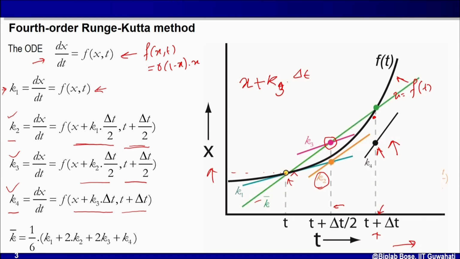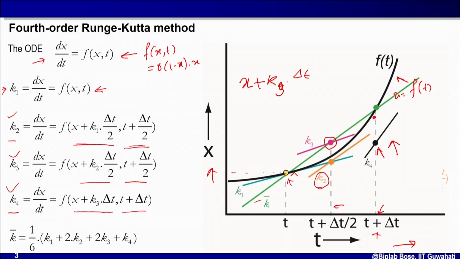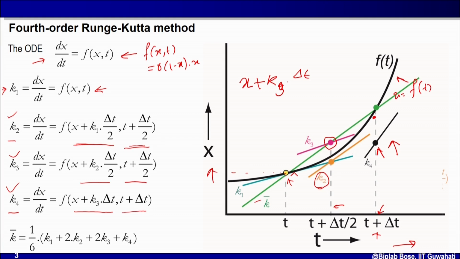So what I do, I take an average of these four slopes, k1, k2, k3 and k4, and I take a weighted average. That means I give different weights to each of these slopes. For k1 and k4 we give equal weightage, but for k2 and k3 I give twice the weightage. So I get the mean value of k is k1 plus 2k2 plus 2k3 plus k4 divided by 6, because remember 1 plus 2 plus 2 plus 1 is equal to 6.